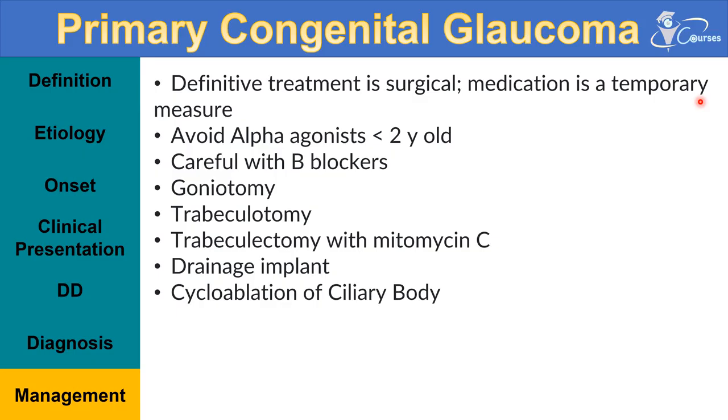Also, the beta blockers should be used with care, because there will be an increased response to the beta blockers in children. There will be a higher incidence of increased systemic absorption. There is a higher incidence of binding to the plasma proteins. There will be more response to the same dose of beta blockers in children than in adults. So this will be the medical management.